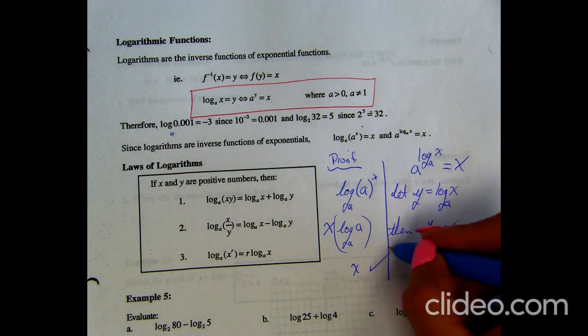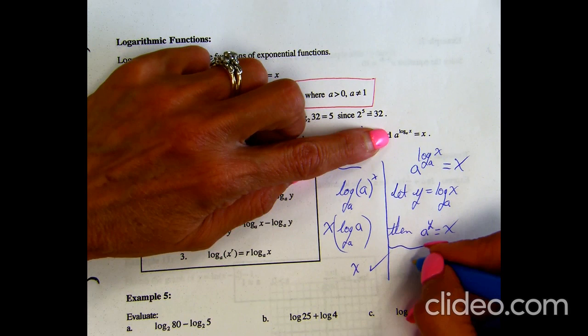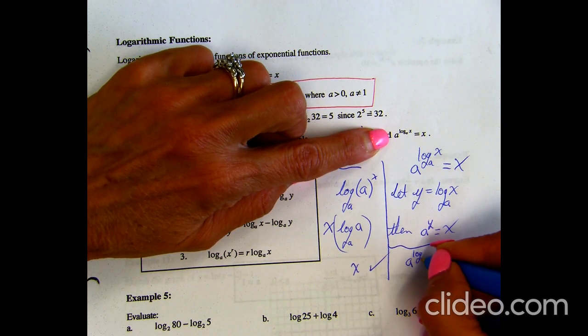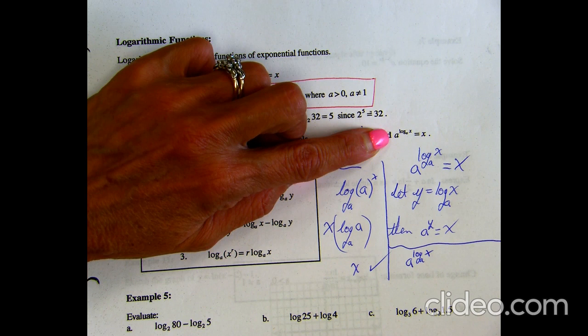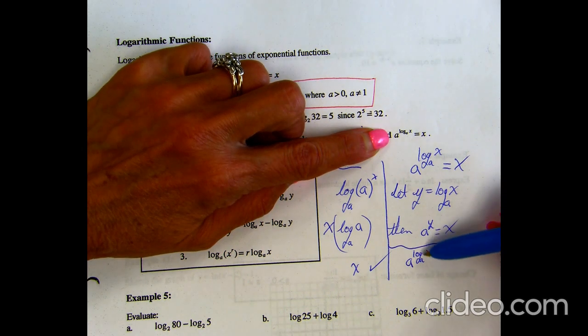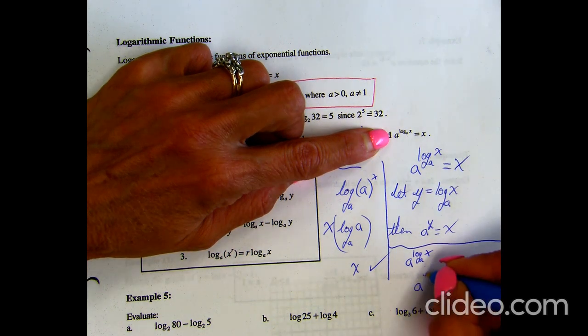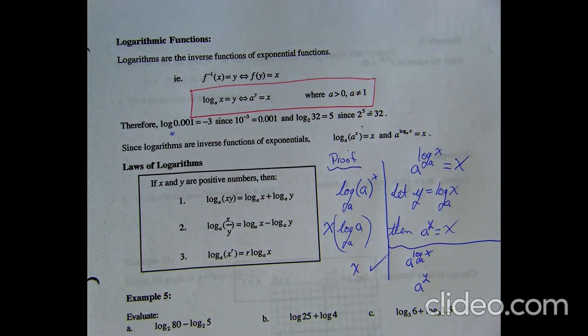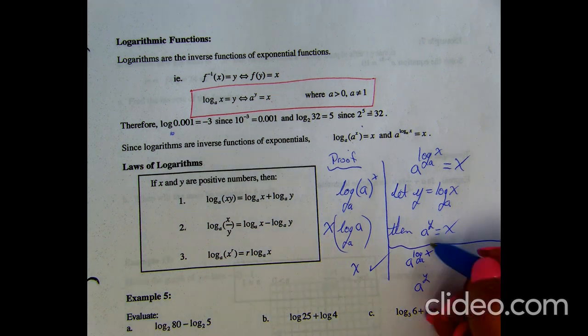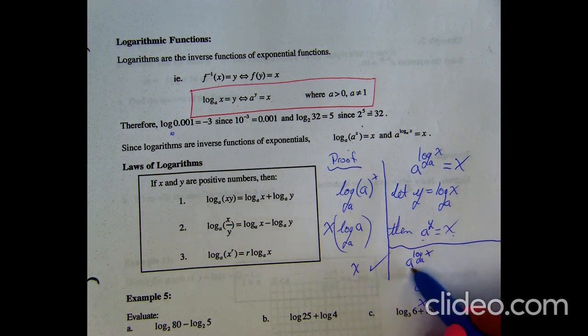Okay, so then let's start from the beginning. I've got a to the power of log to the base a of x. Then instead of writing log to the base a of x, I'm going to write y. So I've got a to the power of y. Well, what is a to the power of y? It's just x. So a to the log to the base a of x is the same as a to the y, but a to the y is just x.